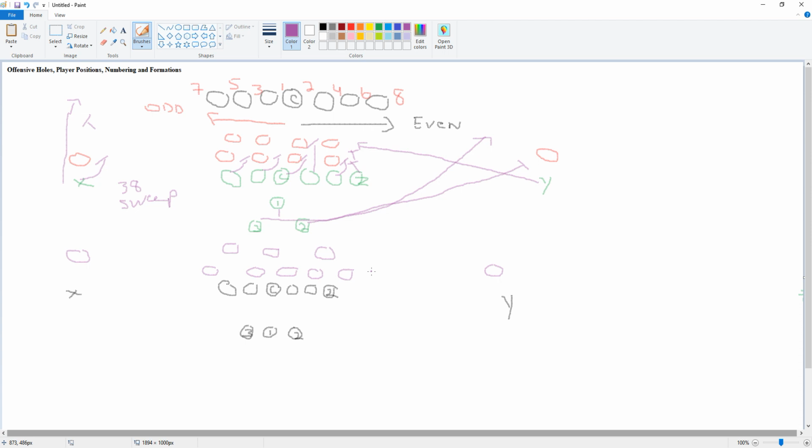Let's do this one in blue. Let's say we're running 23 counter. Okay, hard to write in paint. What do we know? Well, we're in our pro set again, so we know it's going to the 2 back through the 3 hole, so it's going to go right here. Here's the 3 hole.